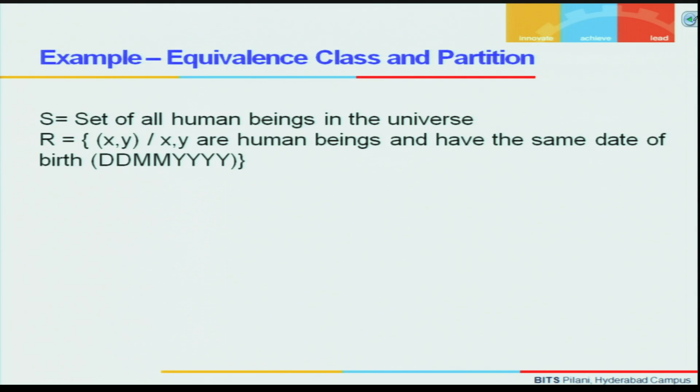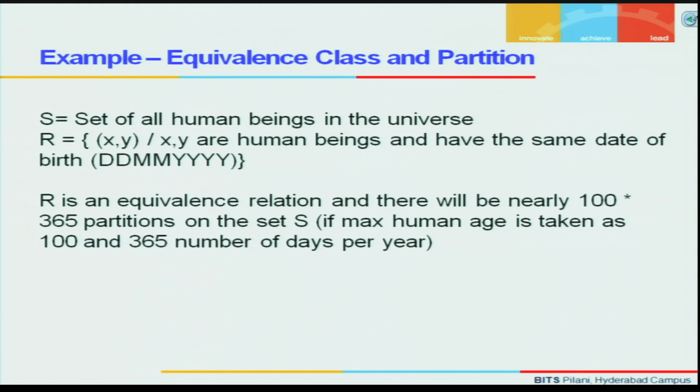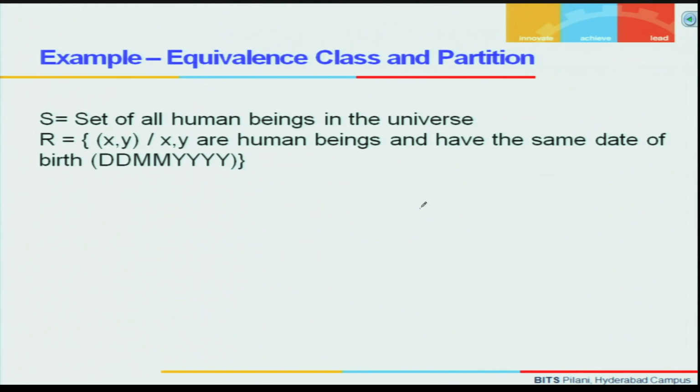Suppose we have the set of all human beings in the universe, and I am talking of a relation here: x comma y will be in the relation if x and y have got the same date of birth. Is this an equivalence relation? Definitely yes, because it is reflexive, symmetric and transitive. And what is going to happen here is, you take any date, for example 26 June 1981, say if this is the birthday of Ramesh.